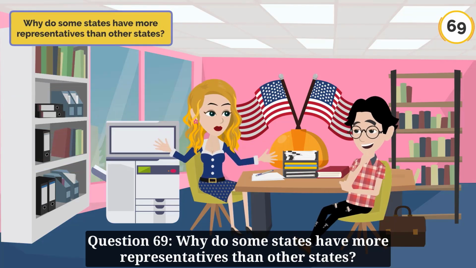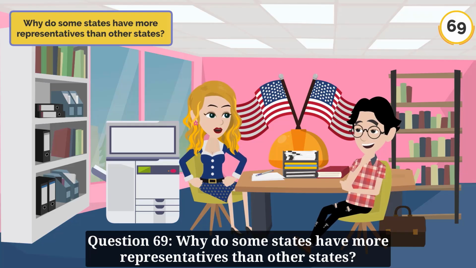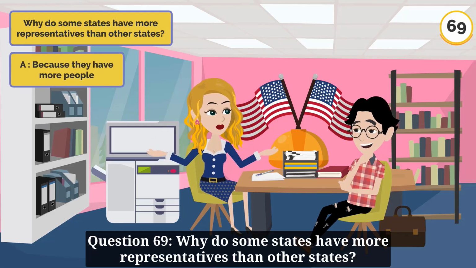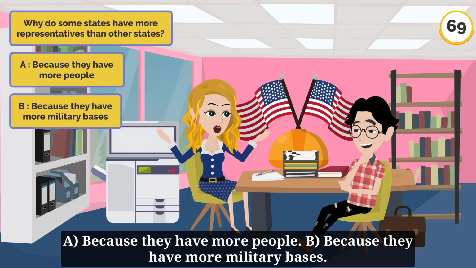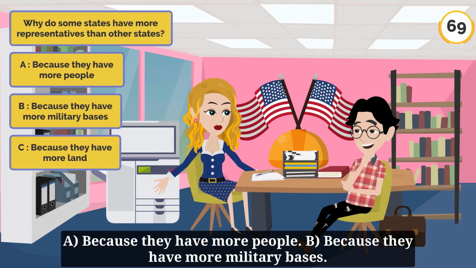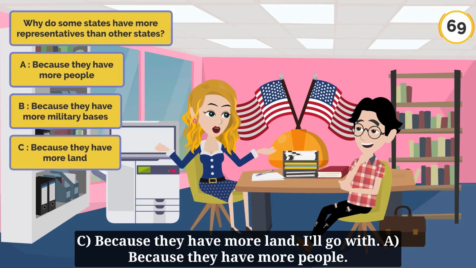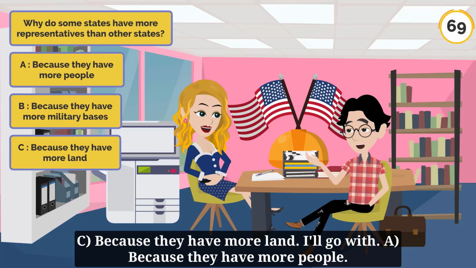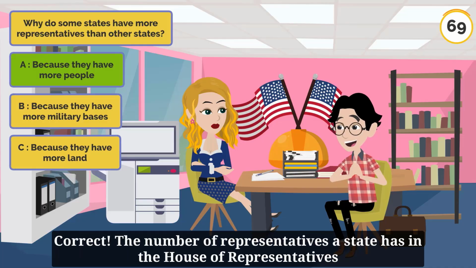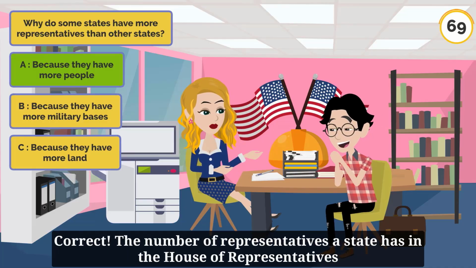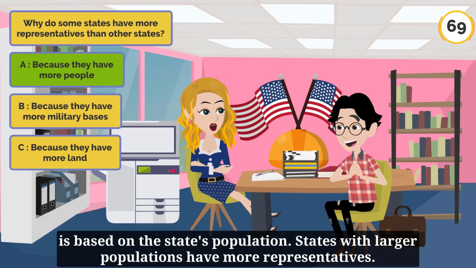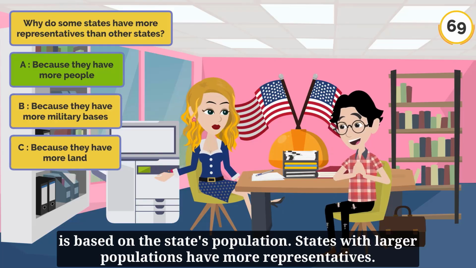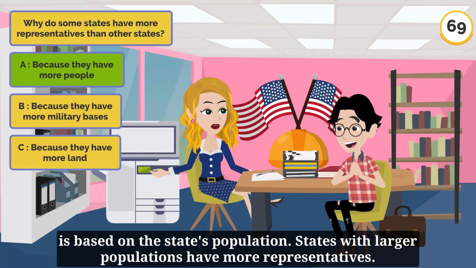Question 69. Why do some states have more representatives than other states? A. Because they have more people. B. Because they have more military bases. C. Because they have more land. I'll go with A. Because they have more people. Correct. The number of representatives a state has in the House of Representatives is based on the state's population. States with larger populations have more representatives.